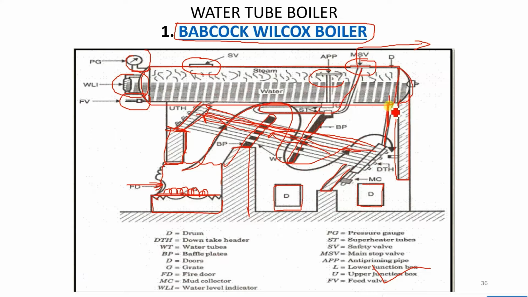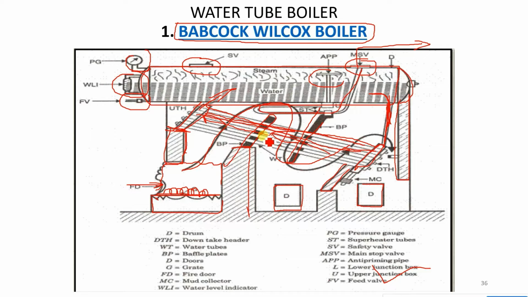Now, from this header, water moves in the downward direction from the drum. Therefore, it is called a downtake header. And from this header, water moves in the upward direction into the boiler drum. Now, this header is also required to clean the water tubes.